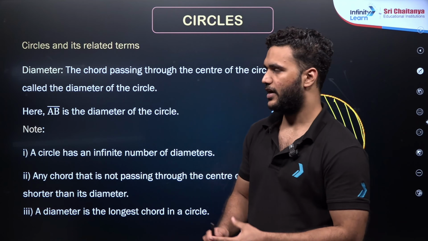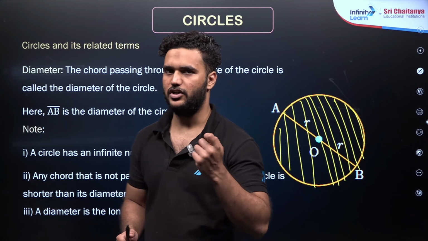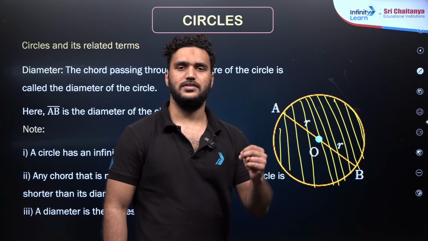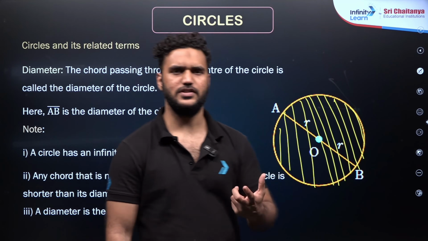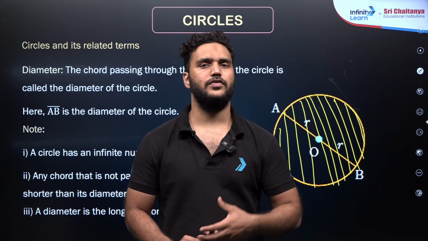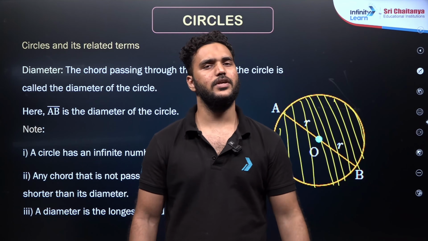And the diameter and radius have an amazing relation. That diameter is just double the radius. If a circle has a diameter of 10, then the radius is 5. If the radius of a circle is 20, then the diameter will be 40.